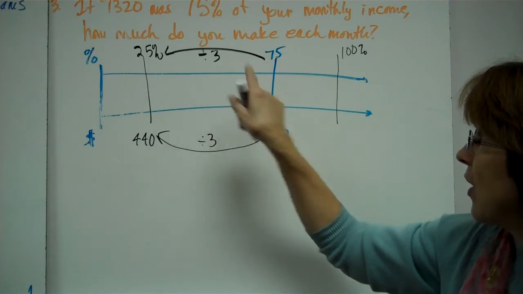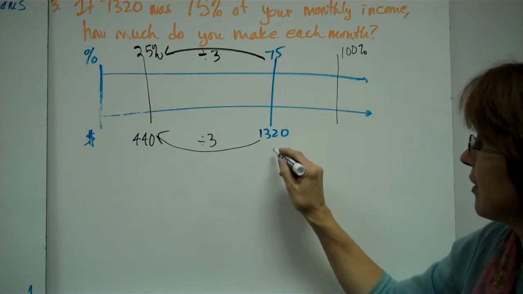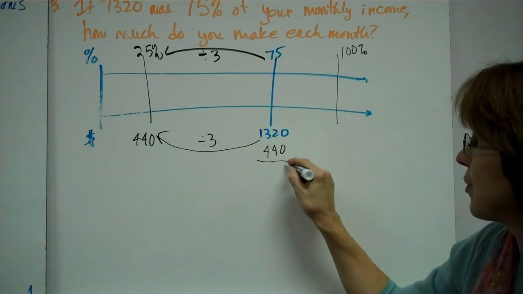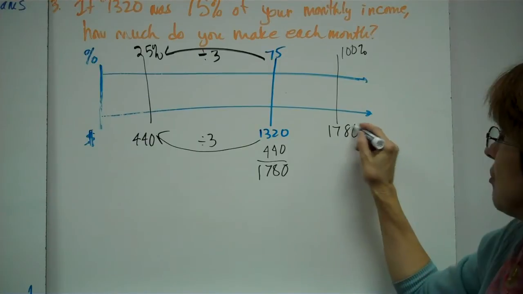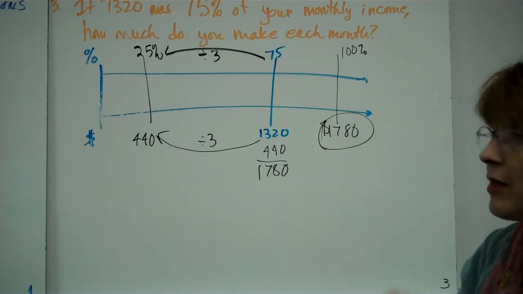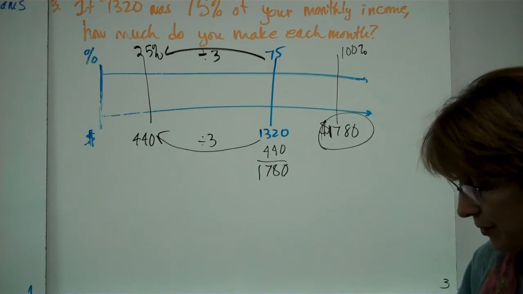So if all I need to get to 100% is to add 25% more, all I have to do is to that 1320 add 440 more, and that'd be 1780. So my total monthly bill, monthly salary I should say, not bill, is $1,780. Okay?